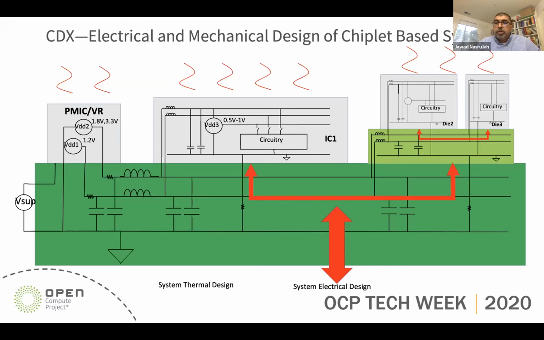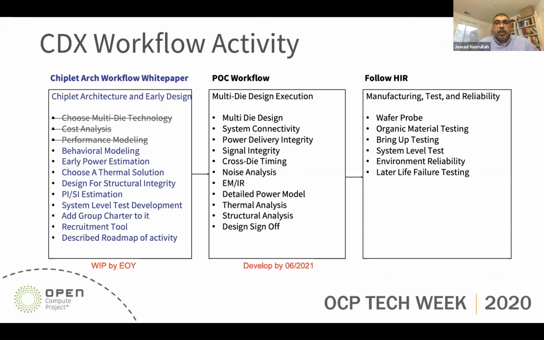So just to give you a flavor of what kind of activity we are working on, by the end of this year, we are targeted to write a white paper that primarily focuses on chiplet architecture and early design. And the idea is that this white paper will be a tool for architects to do some early studies and feasibility for a project, primarily for electrical, mechanical, and other related issues at the early stage. And when we go into package POC, we'll be focused a little bit more on workflows by using an example to do a deep dive, and we will share that learning with the industry.